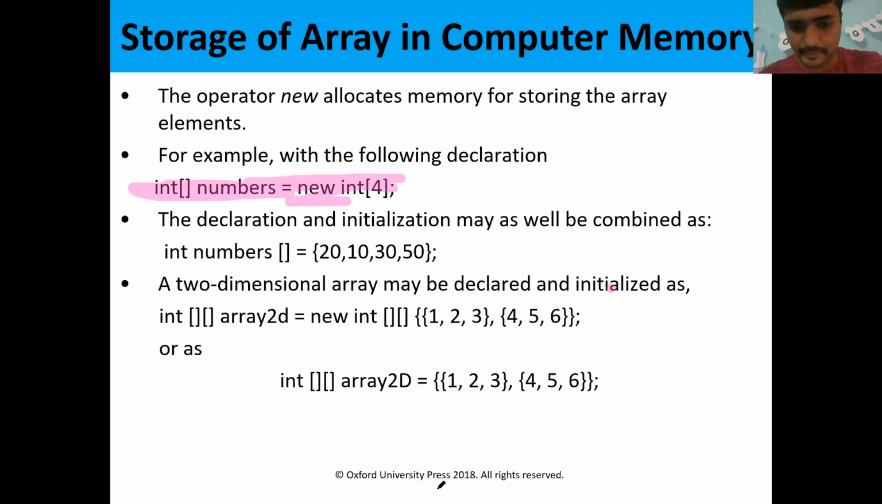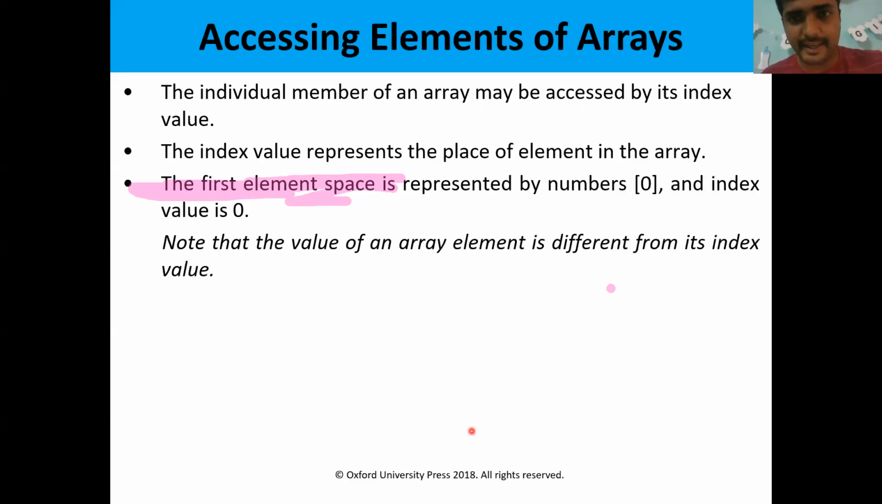Then we have seen accessing of elements of an array. We can access the array elements by using the index values. The array index starts with 0: a[0], a[1], a[2]. We can access the first element by using a[0], the second element by using a[1]. Likewise, we can access any element in the array.